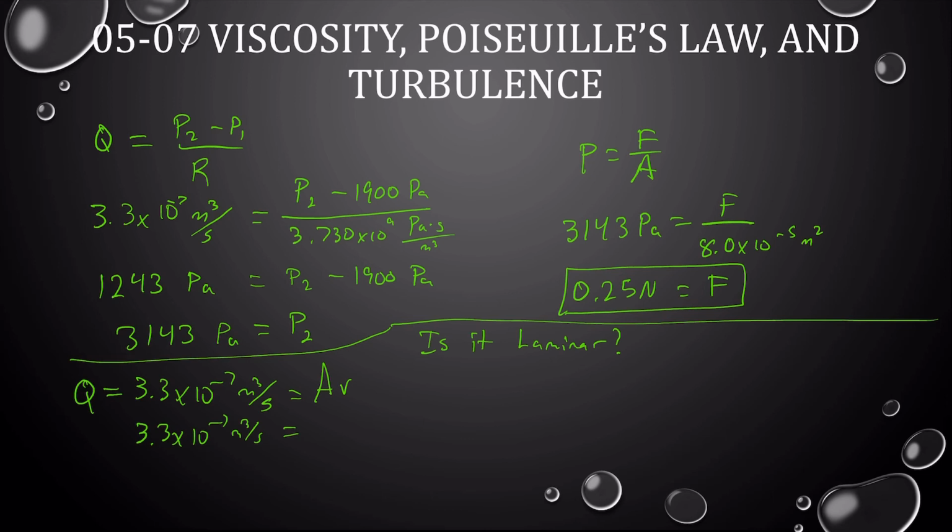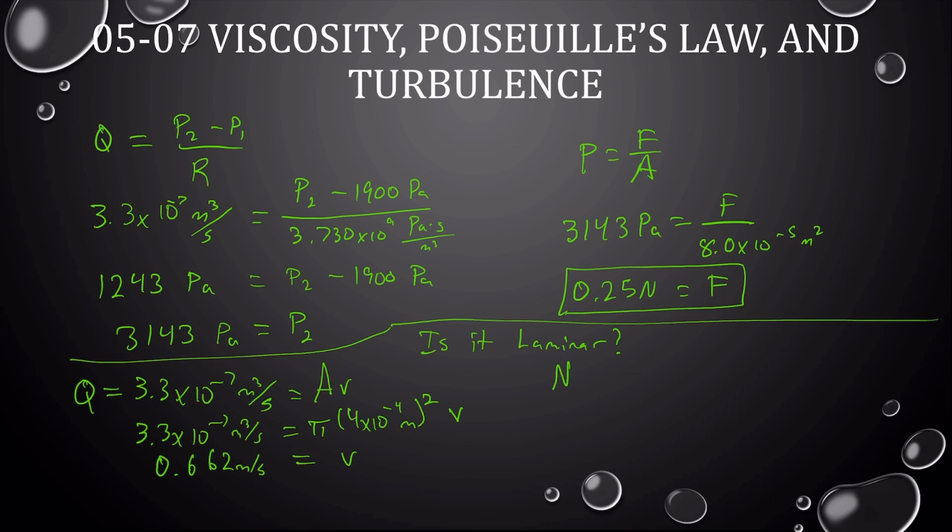Well, our area in the needle, so we're talking about in the needle here, is pi times the radius. And the radius in the needle was 4 times 10 to the negative 4. So it's pi r squared times v. So divide, and you find that the speed in the needle is 0.662. So that's in the needle.